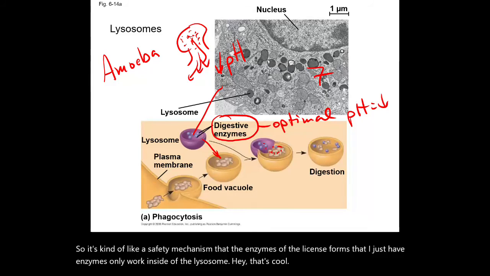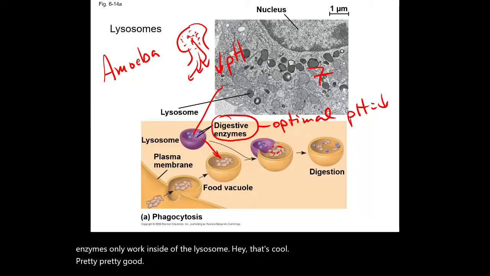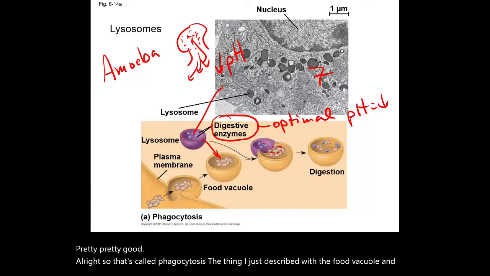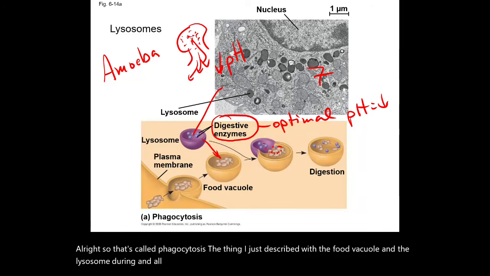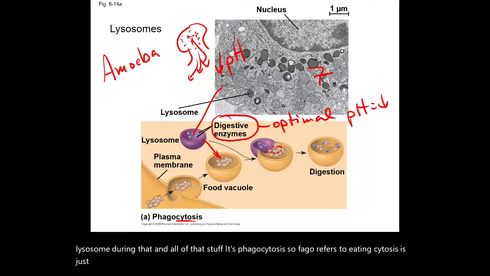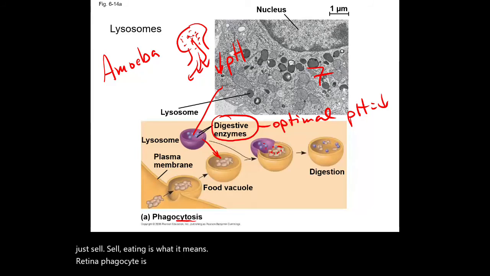Pretty good. All right, so that's called phagocytosis, the thing I just described with the food vacuole and the lysosome doing all of that stuff. It's phagocytosis. So phago refers to eating. Cytosis is just cell. Cell eating is what it means. All right, and a phagocyte is a cell that will eat other things, like a white blood cell, a macrophage, for example.